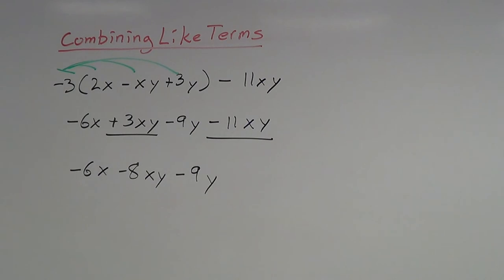Those are two examples of combining like terms. The one thing to remember is when you combine like terms, you have to have the same variable and the same power in your terms. And then you simply just need to add or subtract the coefficients, which are the numbers out front.